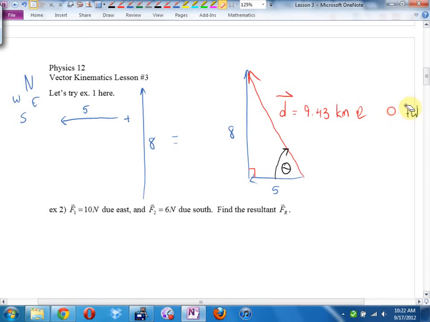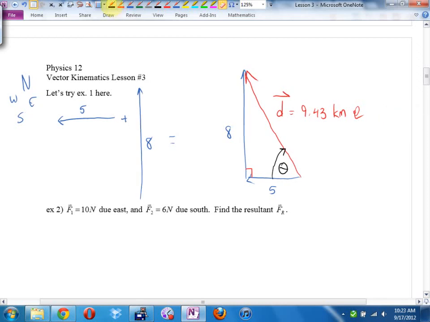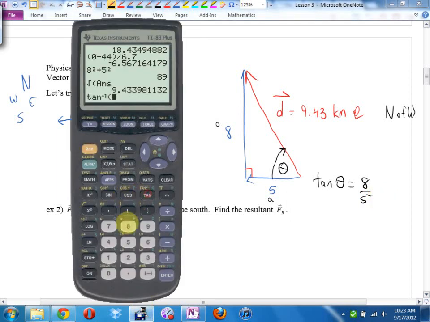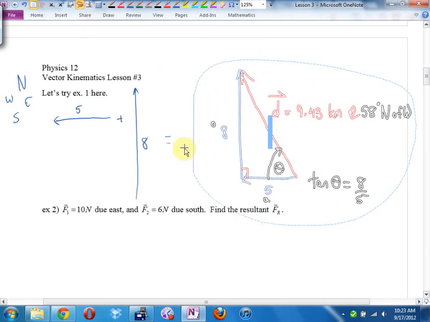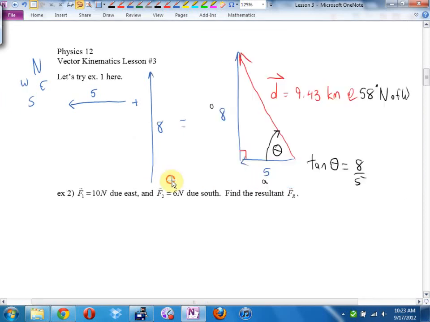Let's try that again, Mr. Duick. This time without your pen conking out. How big? Well, opposite, adjacent, which trig function? Tan theta equals 8 over 5. Inverse tan to find the angle of 8 over 5. 58 degrees. 58 degrees north of west. There. Get it on the page.